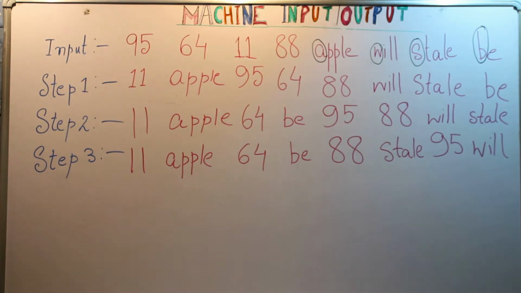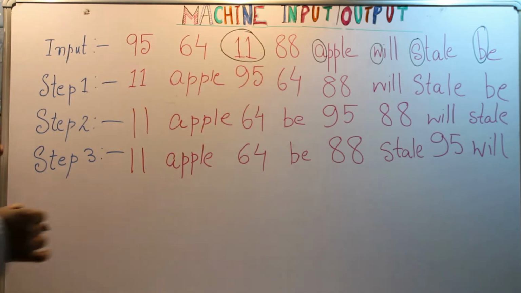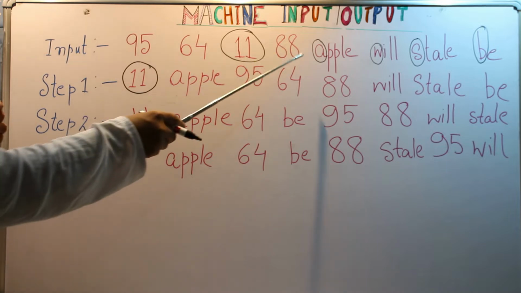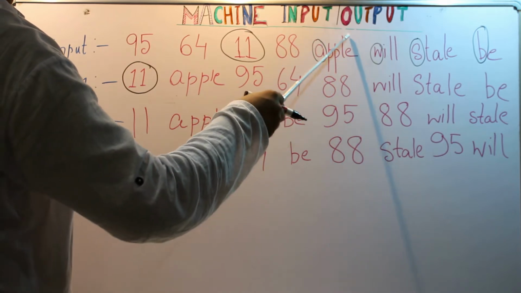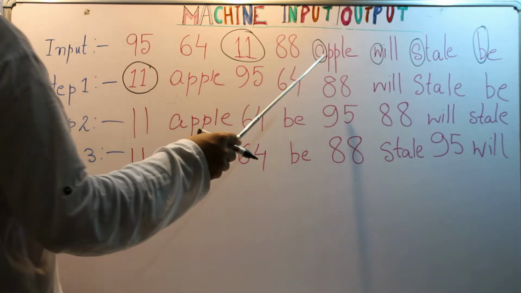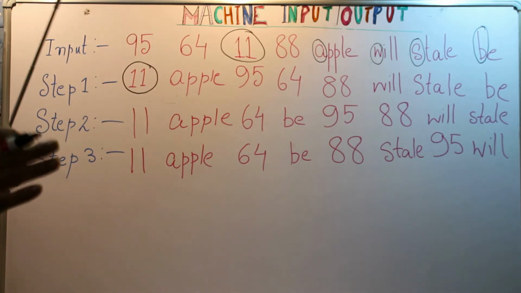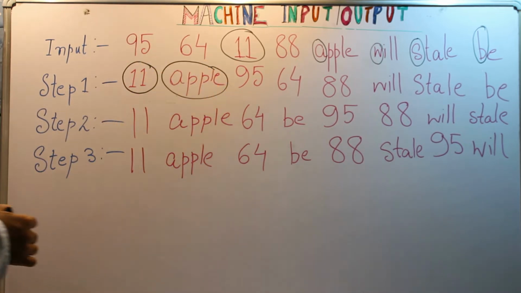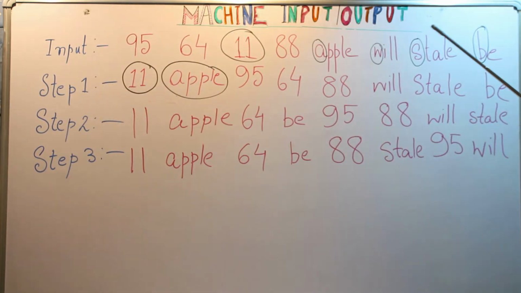The first letter in the alphabetical series is definitely A, then B, then S, then W. So you see in step 1 the machine used this number 11 because this is the lowest number, and the first alphabet from the words, meaning the machine has used the word apple, because this word apple has the alphabet A, which comes first in the alphabetical series.